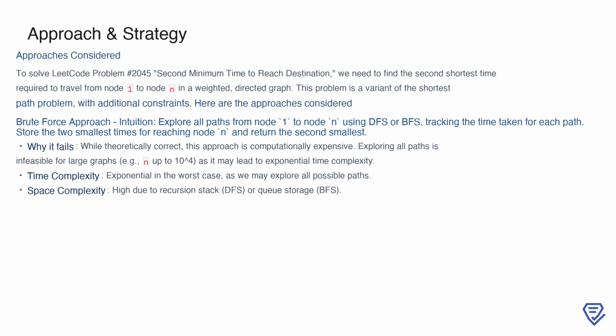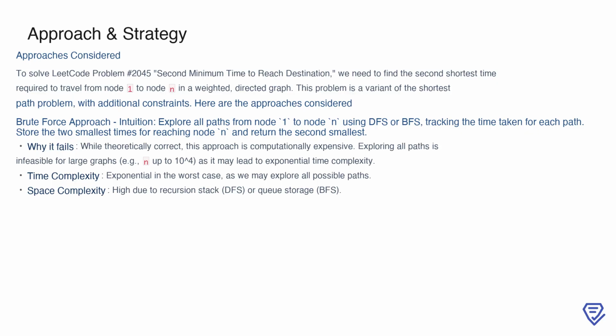This problem is essentially a variation of the shortest path problem, but with the added complexity of tracking the second shortest time. One approach we might consider is the brute force method. The idea here is to explore all possible paths from node 1 to node n using either depth-first search or breadth-first search. As we traverse the graph, we would calculate the time taken for each path, keeping track of the two smallest times that allow us to reach the destination. This would let us return the second smallest time.